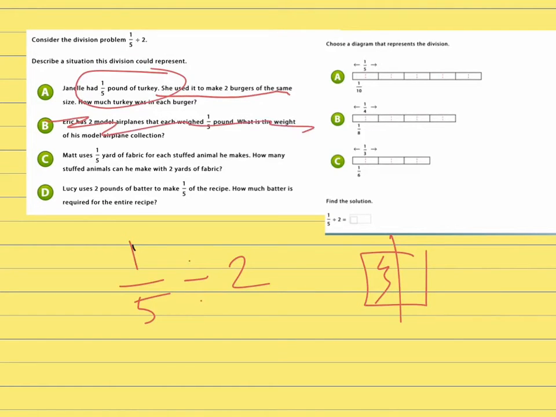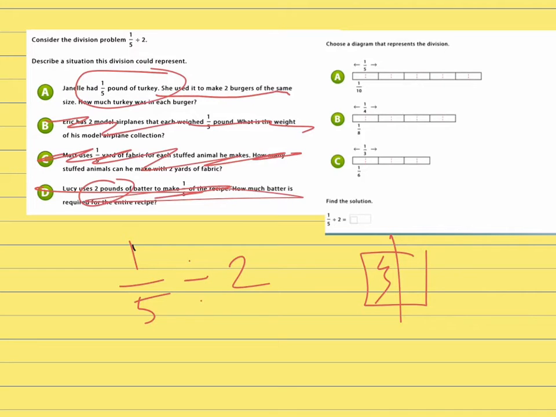That doesn't work. Matt uses 1/5 yard of fabric for each stuffed animal he makes. How many stuffed animals can you make with 2 yards? No, that's dividing 2 by 1/5. And Lucy uses 2 pounds. Now you need to have the dividend of 1 pound. So the situation that works best is 1/5 pound of turkey cut into 2 patties.